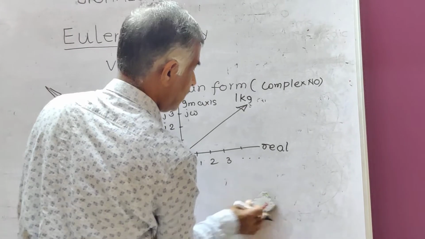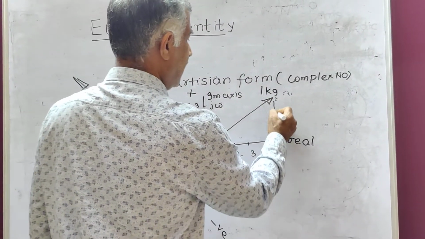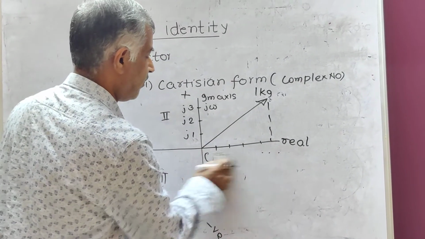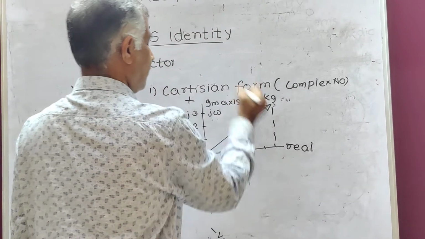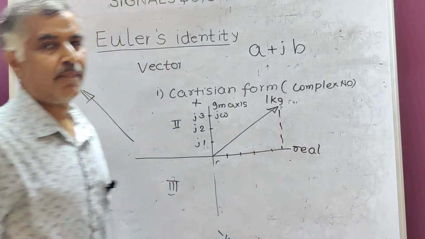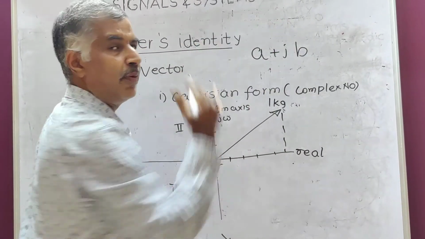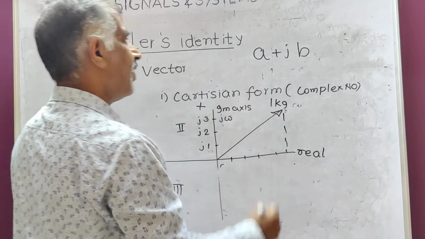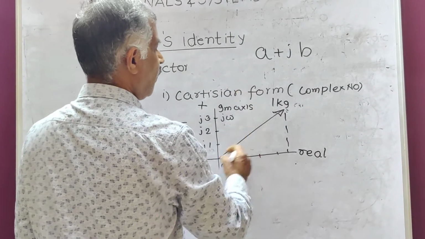Now, if you come to a force in Cartesian form, we represent it like this: A plus jB. A plus jB form. A can be positive or negative, B can be positive or negative. General form, A plus jB. For example, if the force is positioned like this, it is of this form.